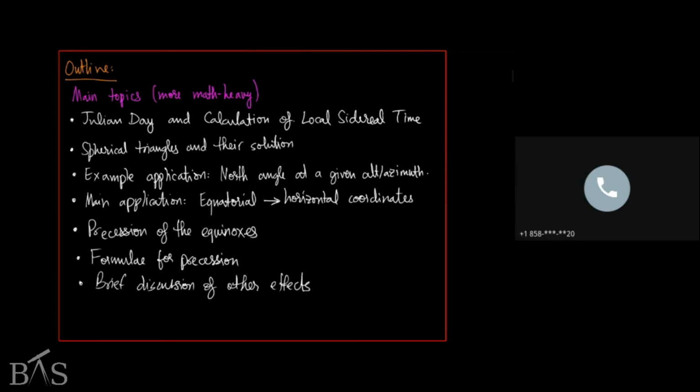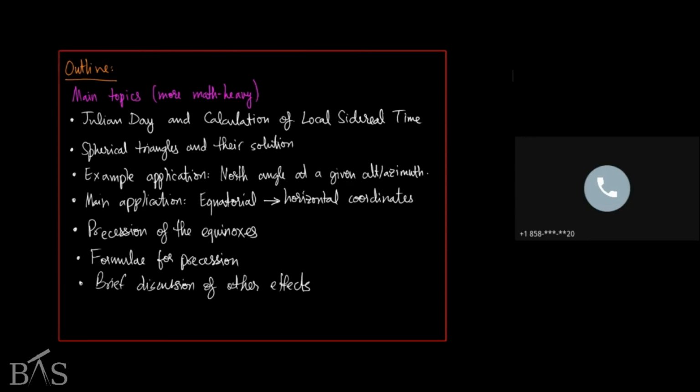Then we'll talk about spherical trigonometry, which is the study of triangles on the surface of a sphere, and their solution. The formula that we get from solving the spherical triangle is applied for various calculations in astronomy. For example, we will apply it to get the north angle at a given altitude and azimuth. So for any point in the sky, which way is north, right? What is the angle that north makes with the vertical? We'll calculate that.